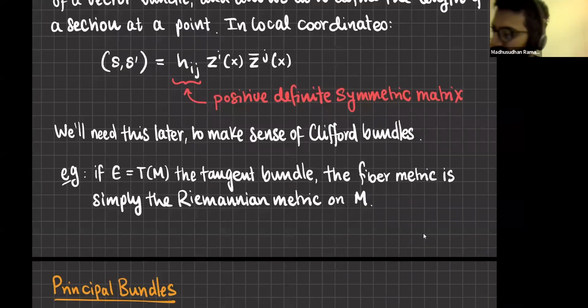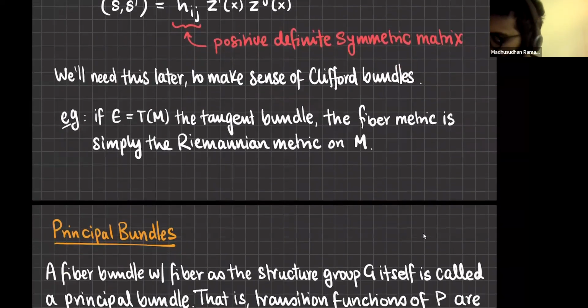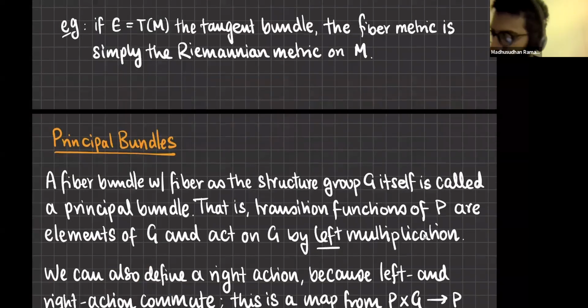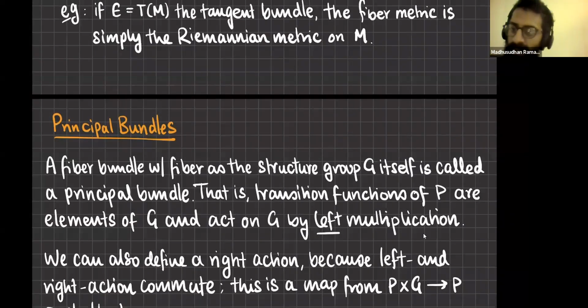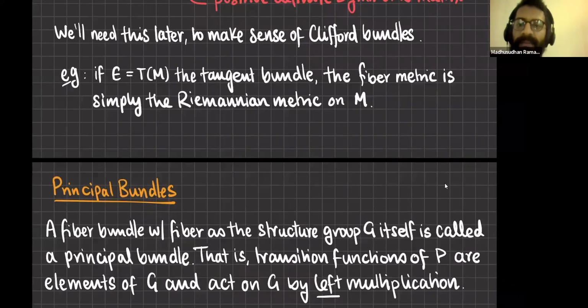Sorry, I think that my time is up. I was also going to discuss principal bundles. So what do you guys want to do now? What do you suggest? It's already 11.